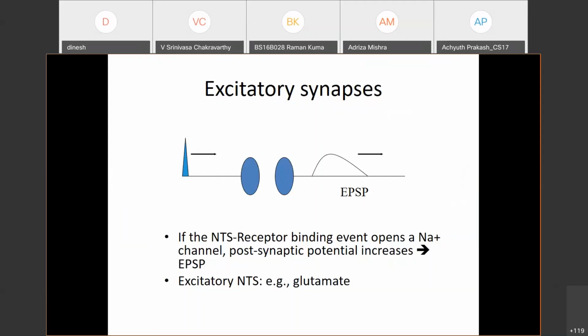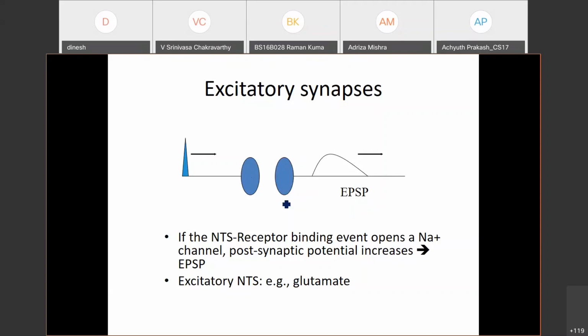Now, like I said last time, there are two kinds of synapses. All synapses produce a PSP, but some produce an excitatory PSP, others produce an inhibitory PSP. The difference depends on what kind of channels open on the postsynaptic side. So let us say this presynaptic fellow releases some chemical. If this chemical lands on the sodium channel and opens it, then sodium ions rush in, and the voltage will go up. So then you get an EPSP.